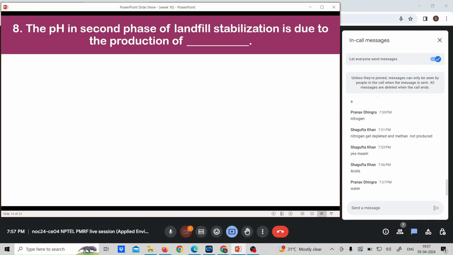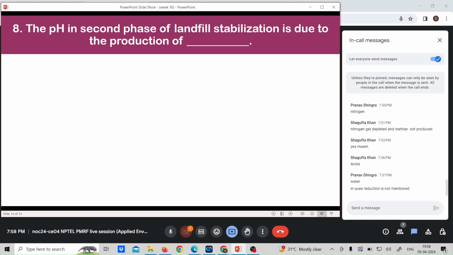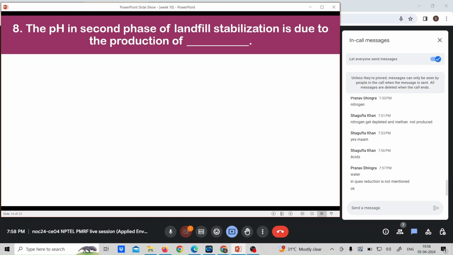Think in terms of the process itself. No, it's not water. Why will water cause a reduction in pH? What Shagufta told was logically right. I just needed a specific answer for this. Yeah, that's what I told you. I missed adding reduction in the question, and I read it in the beginning when I presented. Now I can't go to the edit mode and change it. It was just a typing error. Okay.